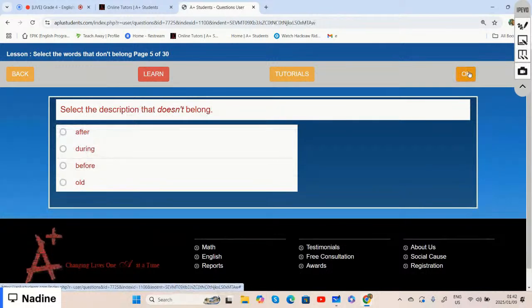Let's select the description that doesn't belong. We have after, during, before, old. What is the description that does not belong? It has nothing to do with the order of events. After, during, before, old.